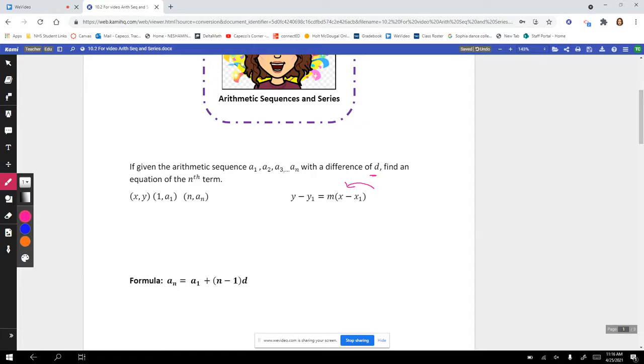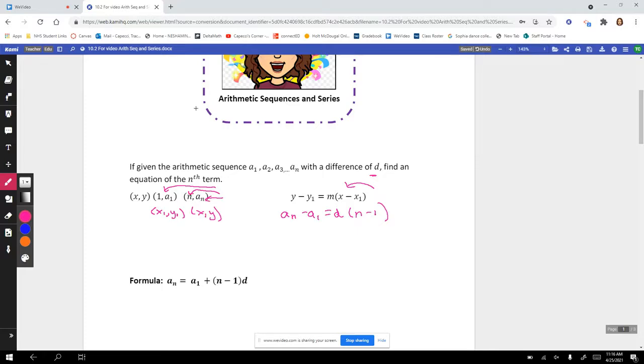So if I have this to be x1, y1, and this just kind of generic as x, y, we're going to substitute that back into our point slope formula and see how we can develop this equation. So this gives me a sub n minus a sub 1 is equal to the slope, which is going to be d, right? And then we have n minus 1, right? So again, this is our first term, a sub 1, and then our kind of generic term, our generic a sub n.